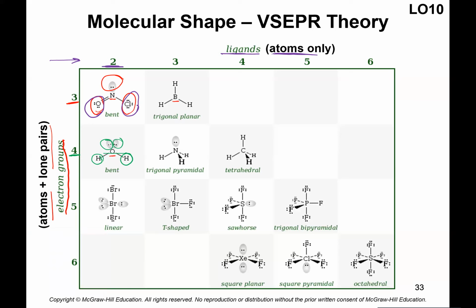For water, we can do the same thing. 1 and 2 atoms, the lone pairs don't count, and that is why it is located here. So the shape of these molecules are written down here. We have bent, trigonal planar, another bent, but it's a different type than the top one, trigonal pyramidal, tetrahedral.